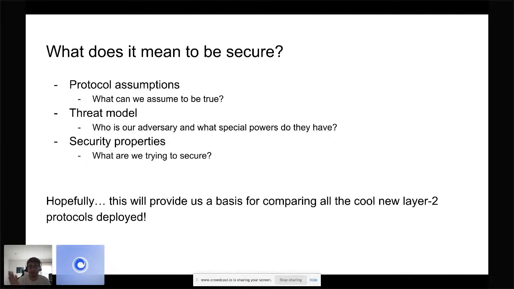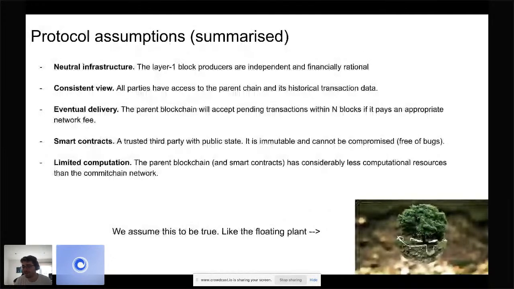And hopefully, at some point, I'll have some good comparison of all the layer 2 protocols deployed, but they're not in these slides yet. So let's get on to the protocol assumptions. So what we assume for these commit chains is, 1, the layer 1 blockchain is neutral infrastructure. It's independent, and the block producers are financially rational. So what I mean there is that Ethereum is neutral. It's not colluding with the sequencer or the layer 2 protocol.